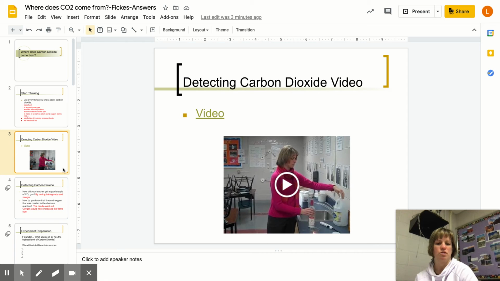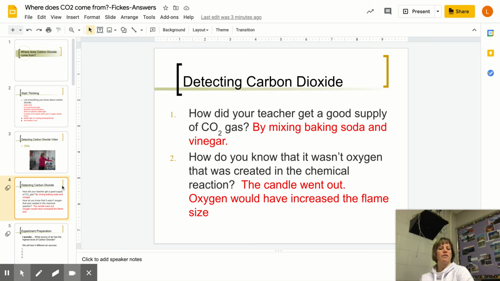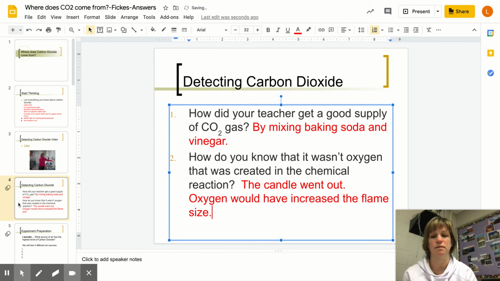Okay, so then you watched me as a younger woman detecting carbon dioxide. And so let's go through those questions. How did I even get pure carbon dioxide? I mixed baking soda and vinegar. And then remember, you saw me pour that gas over the candle. And so how do we know it wasn't oxygen? It's really this: the candle went out. Oxygen would have increased the flame size, and we did not see that happening.